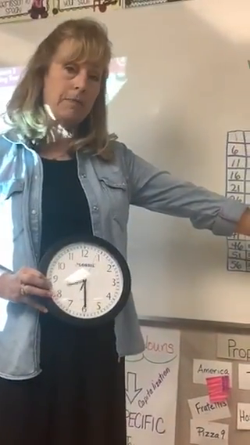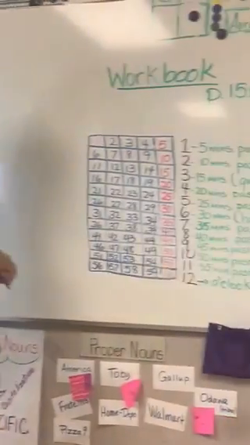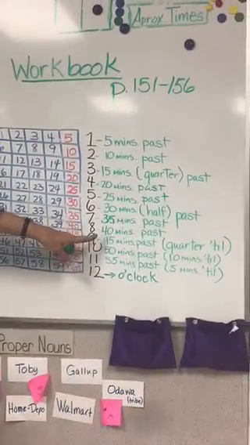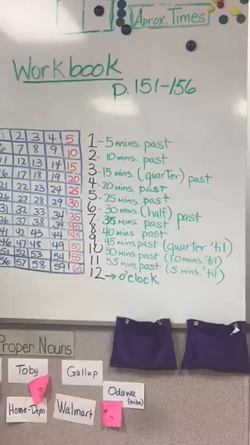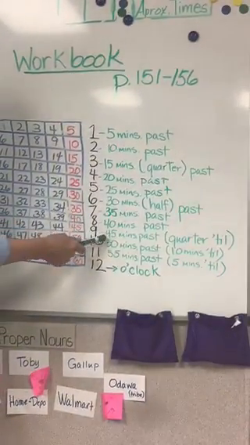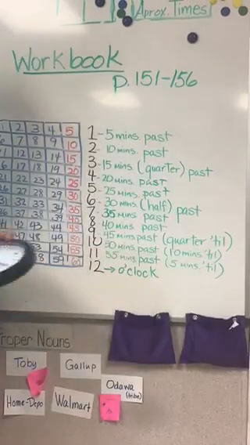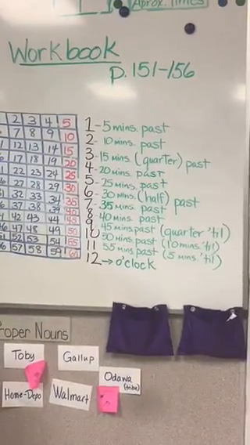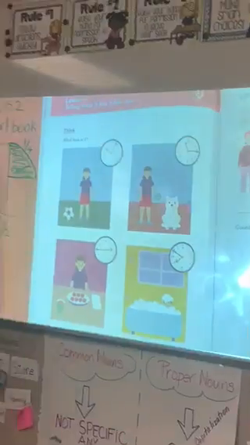The number 8 is 40 minutes past the hour. And the number 9 is 45 minutes past the hour. Now here's another tricky thing about the 45. That means a quarter till the hour. So let's look at our circle again.